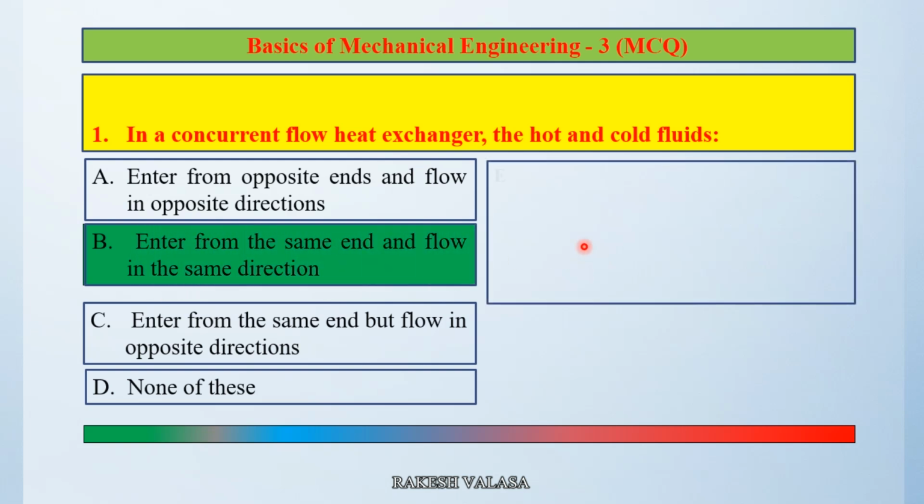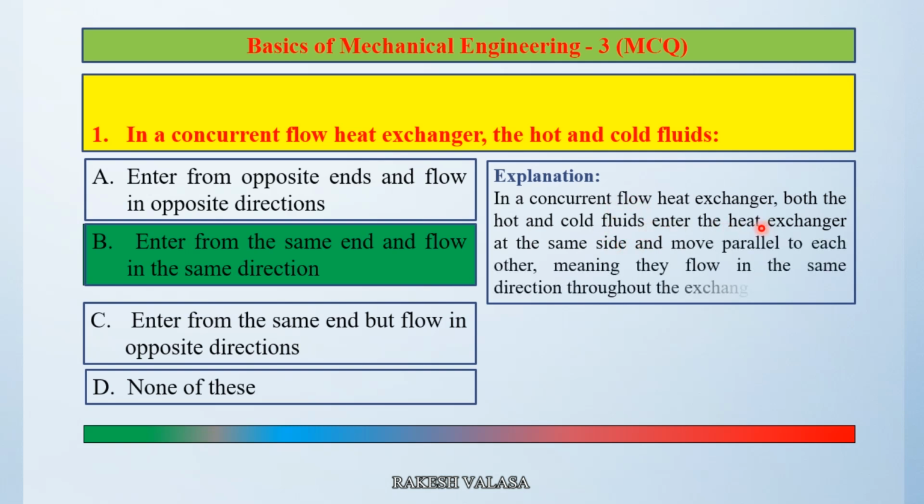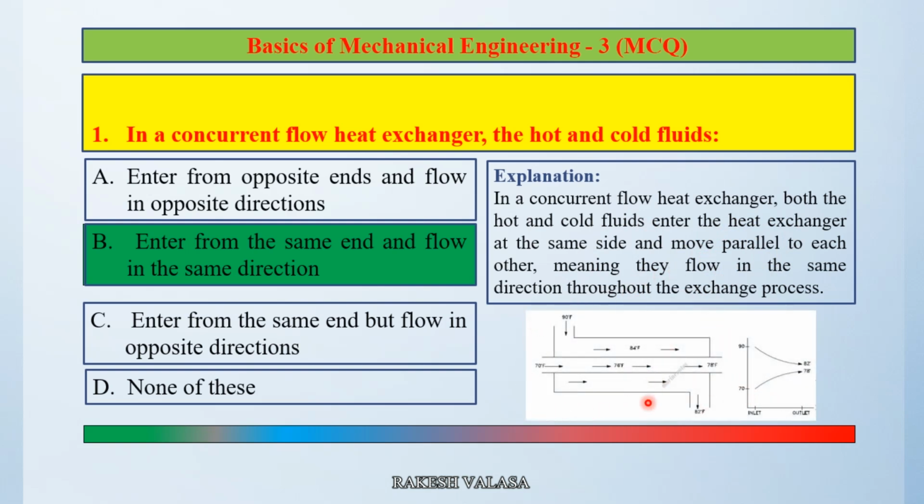Let us see the explanation. In a concurrent flow heat exchanger, both the hot and cold fluids enter the heat exchanger at the same side and move parallel to each other. That means they flow in the same direction throughout the exchange process. You can also see this image. Here cold fluid and hot fluid enter in the same direction. You can see the result in this graph sheet. Cold fluid temperature increases and hot fluid temperature decreases.